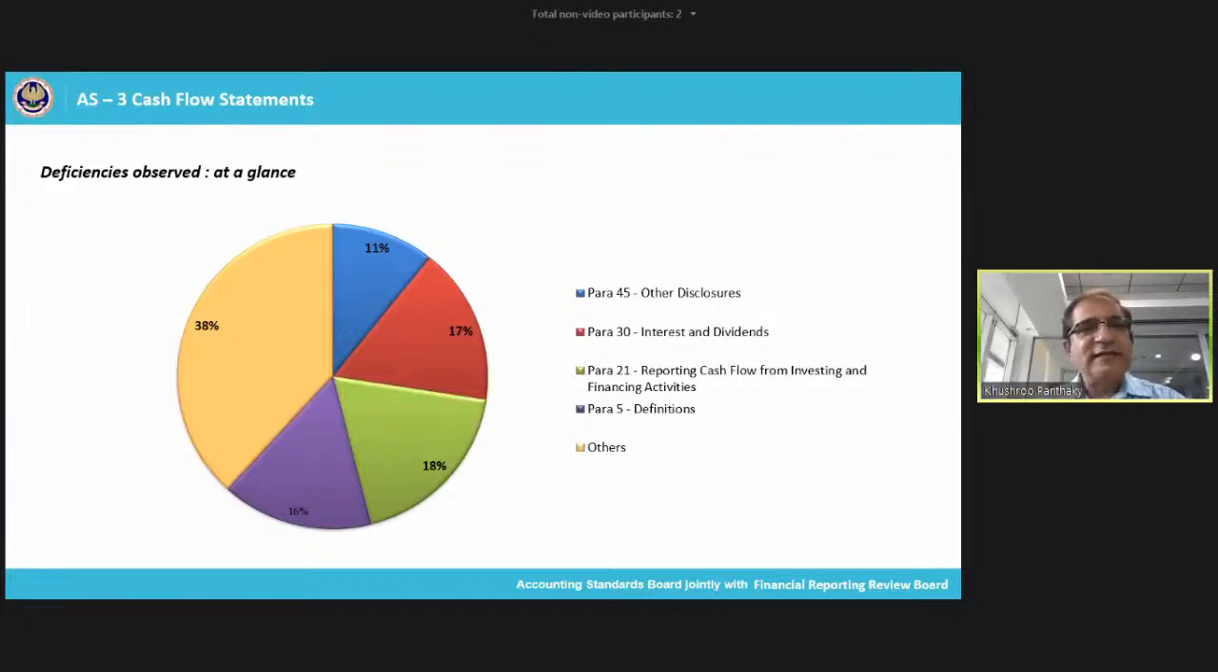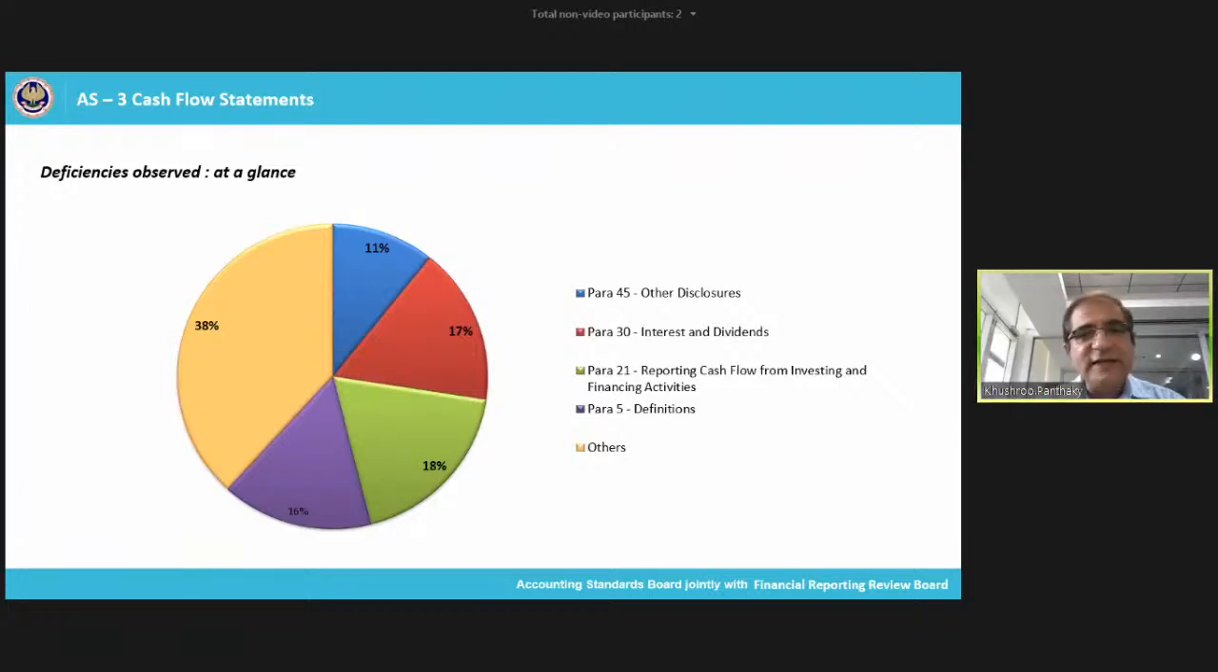where it results in some of these errors related to the cash flow statements. If you look at this particular chart, and I will be able to share it with you, almost 11% of the errors relate to some of the disclosures. Almost 17% of the errors relate to the manner in which the interest and dividends are being disclosed. Around 18% again is in relation to errors between investing activities and financing activities, which means that something could be investing in nature and it's being shown as financing, and something which could be financing in nature is being shown as investing. And therefore, these kinds of difficulties are coming up.